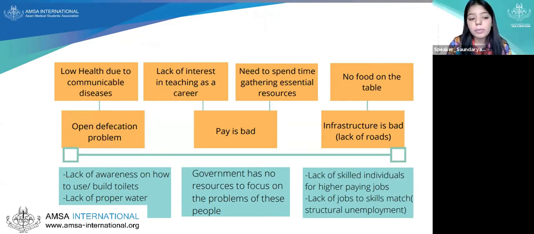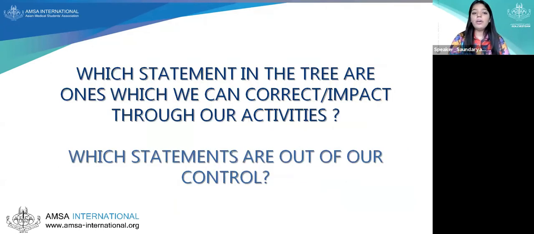So in the blue box below are the solutions, like the exact point where we can attack. Now you need to think of which statements in the tree are the ones which we can correct or impact through our activities. We're medical students, we have limited resources, but we definitely can make an impact. We need to find those levels of solutions or the causes where we can tap in, where we can just pick it up and make a difference.